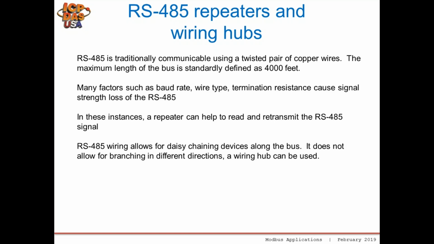In this instance, a repeater can be added in the middle to read and retransmit the RS485 signal at a stronger rate. So at a point in the middle of the bus where the signal strength is getting low, you can add a repeater and it can read in and rebroadcast the RS485 signal at the full 5 volt potential.